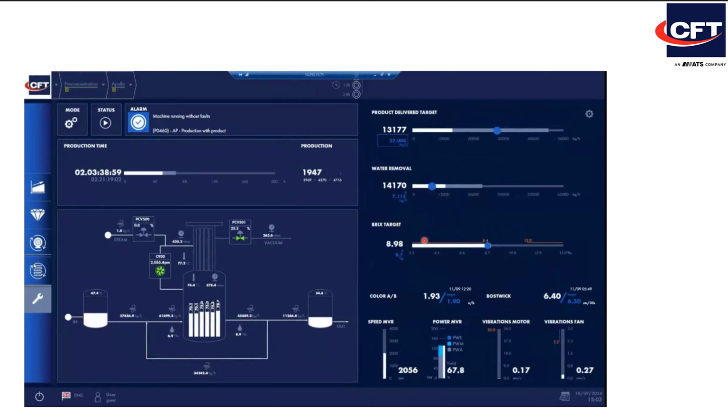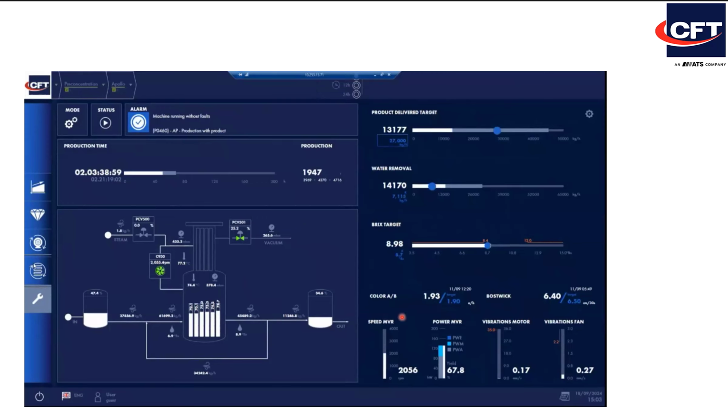Below that, we have the Brix, again as the current value and the target. The screen then goes on summarizing the two most important parameters concerning color, which are the a over b Hunter Lab color, red over yellow, which in this specific case was 1.93 over a set point or target value of 1.90, and the Bostwick at 6.4 centimeters per 30 seconds.